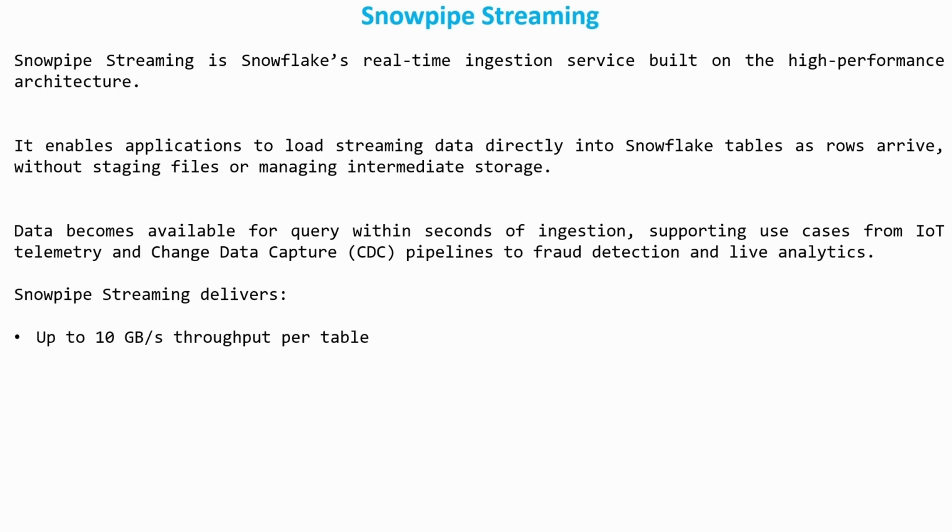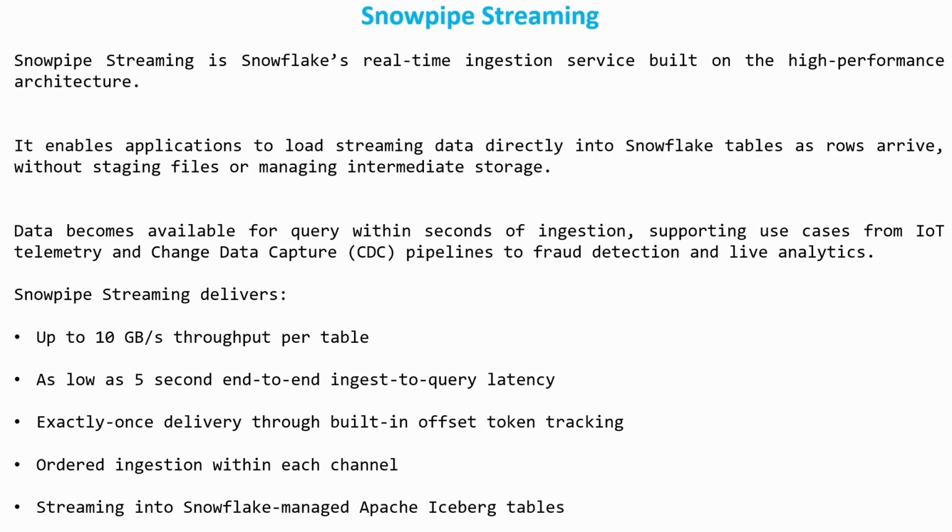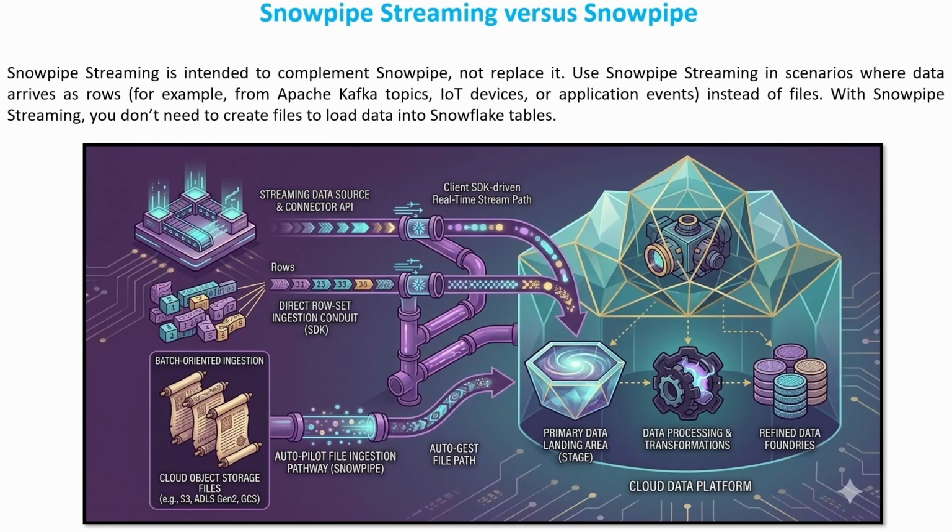Snowpipe streaming delivers up to 10 GB per second throughput per table, as low as 5-second end-to-end ingest-to-query latency, exactly-once delivery through built-in offset token tracking and ordered ingestion within each channel, and also streaming into Snowflake-managed Apache Iceberg tables.